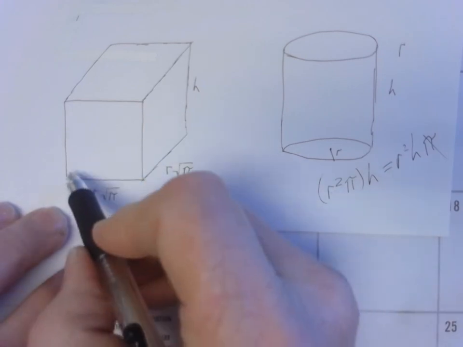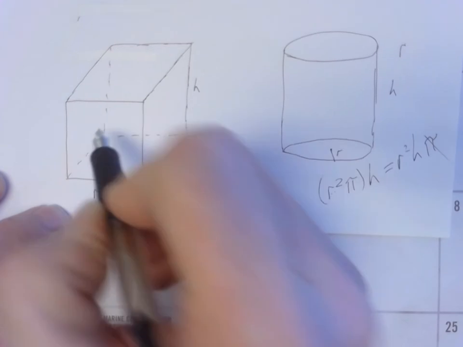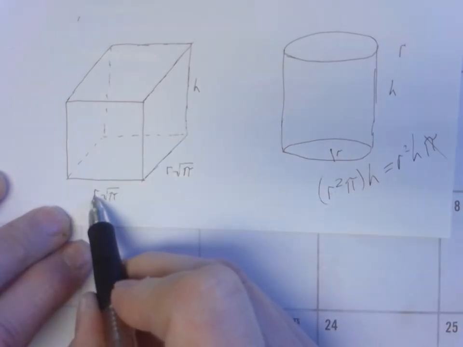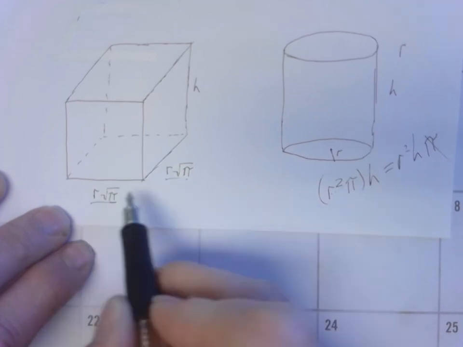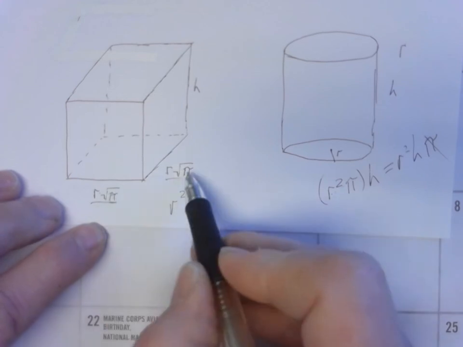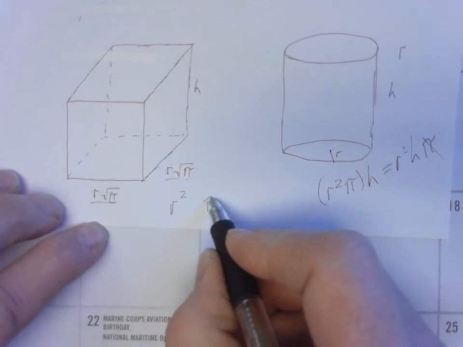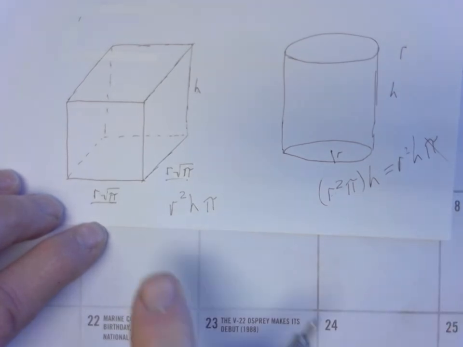And over here, let's think about the area of the base of this object. We're going to take r radical pi times r radical pi. So r times r is r squared. Radical pi times radical pi is just pi times the height. And there they have the same volume, regardless of whether they have the same shape or not. Same base, same height, they're going to have the same volume.